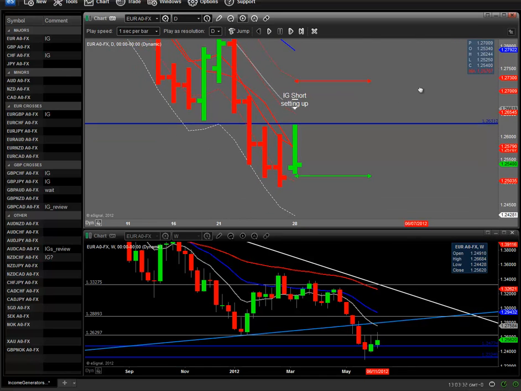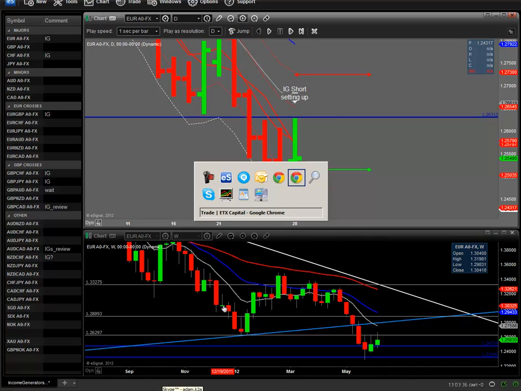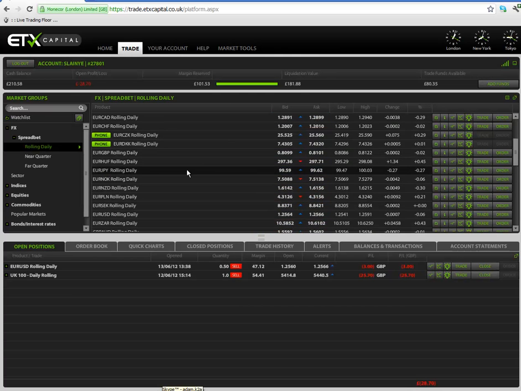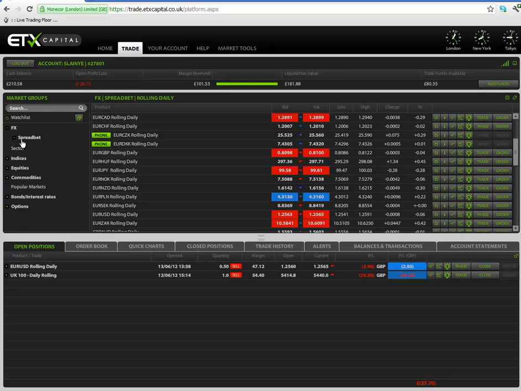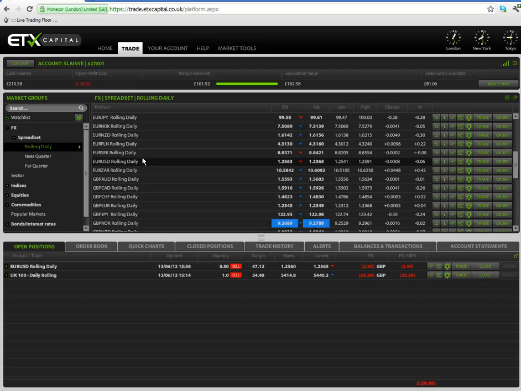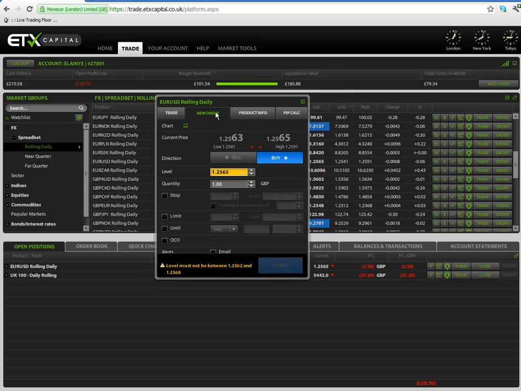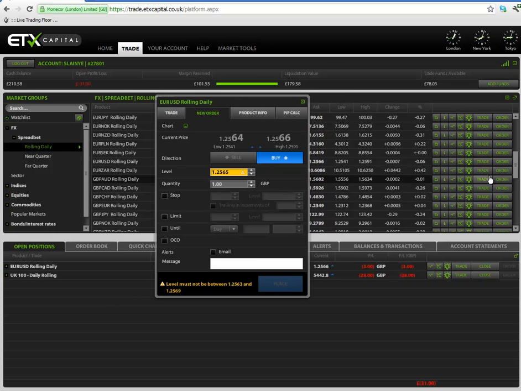All right. Now I'm going to go and put that into ETX. Let's go across to ETX over here. Using FX, I choose my rolling daily, go down until I find the euro US dollar, and go across to the order section, because we want to place an order that we can leave for 24 hours to see if we get triggered in. So we're going to choose that, and it brings up a little tab here. You can jump between those, and that's the same as the trade and order here.